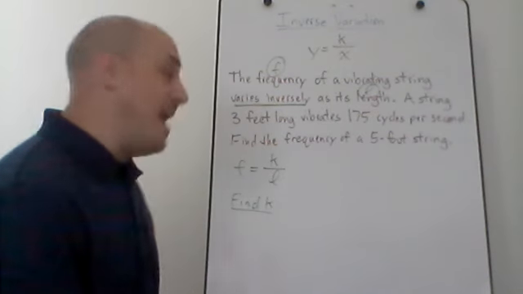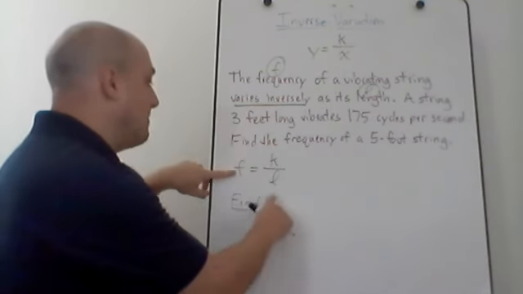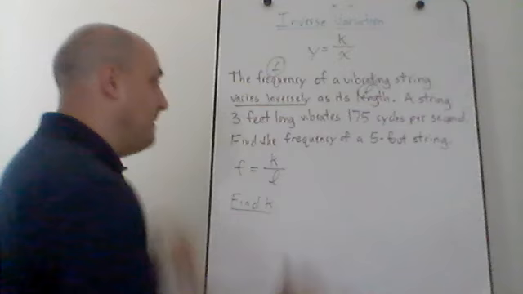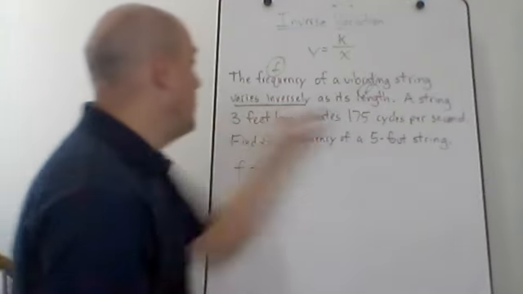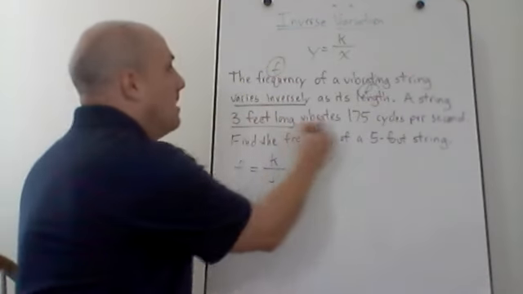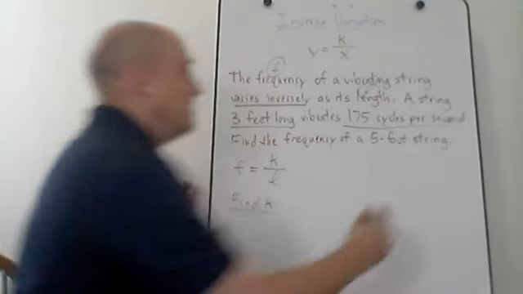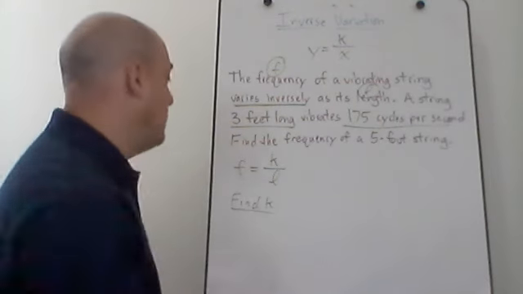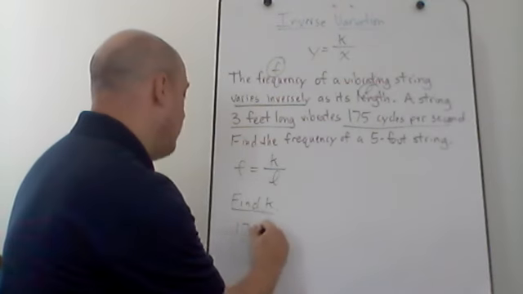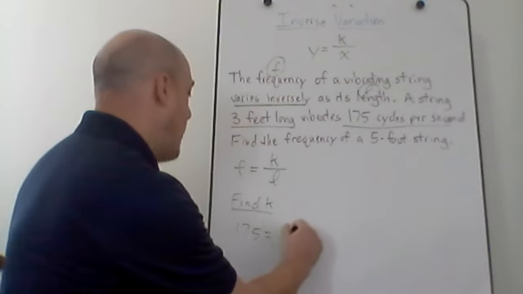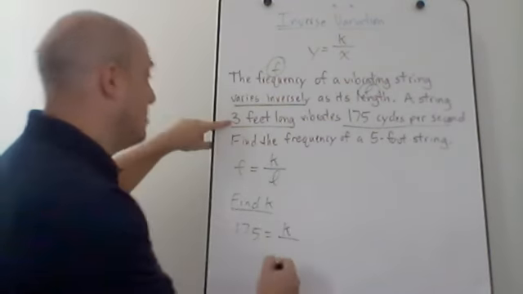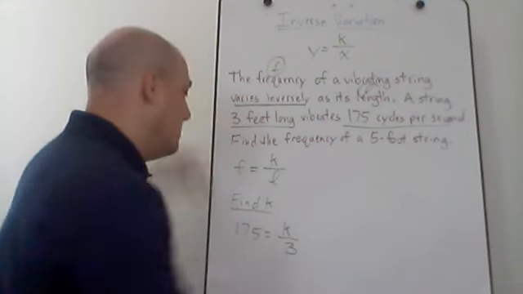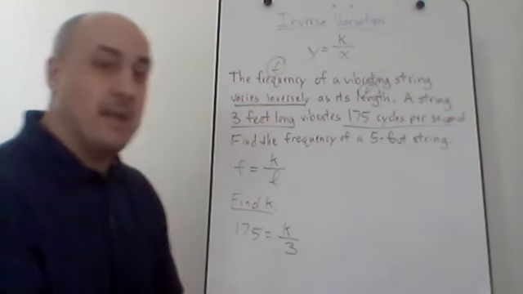In order to do that, they have to give me some numbers for the frequency and the length, for the f and the L. And they do that right here. A string 3 feet long vibrates 175 cycles per second. So the frequency is the 175 cycles per second, so 175 equals k divided by the length of the string, which is 3 feet. So 175 equals k divided by 3.